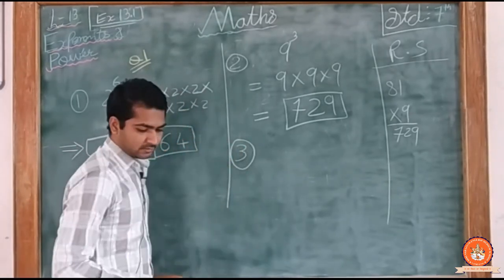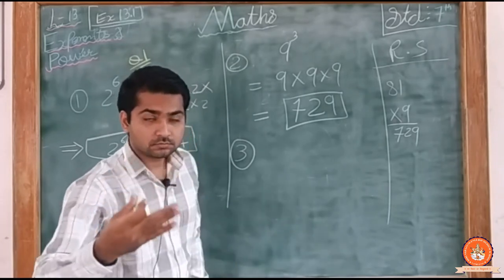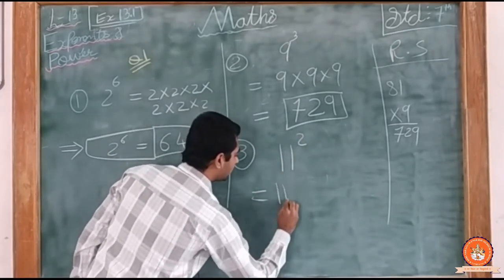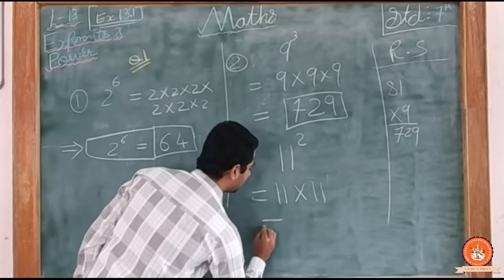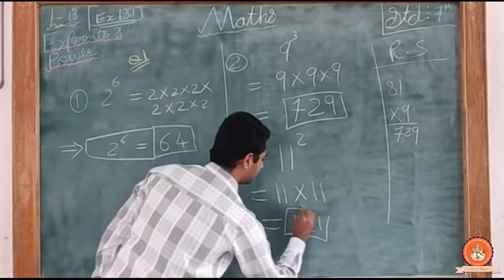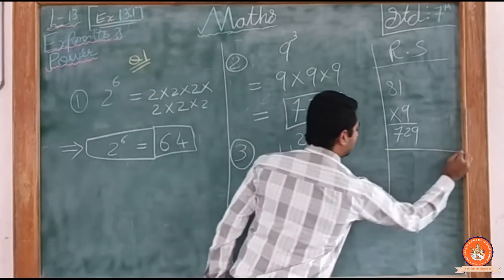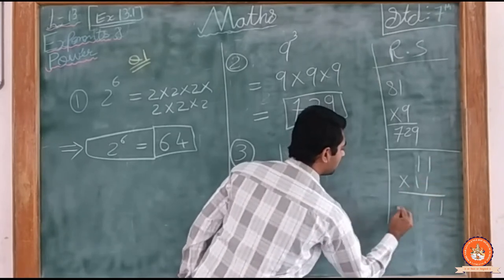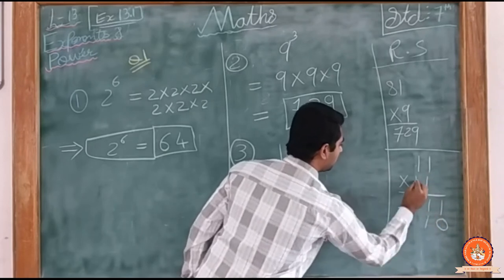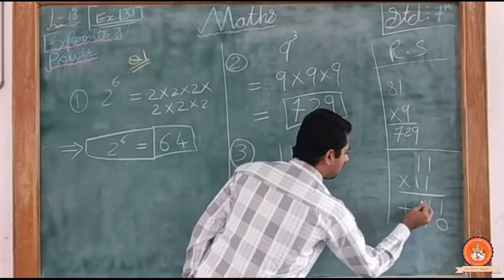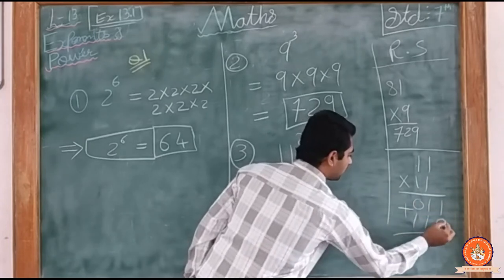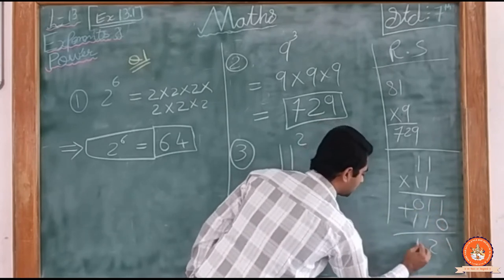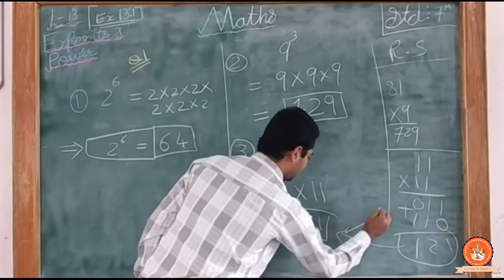What is the third question? The third question is 11 raised to power 2. That means you have to multiply 11 how many times? 2 times. It becomes 121. Let's verify it. 11 multiplied by 11. 1 one is 1, 1 one is 1 plus 0. 1 one is 1, 1 one is 1, nothing above, so it means 0. 1 plus 0 is 1, 1 plus 1 is 2, 0 plus 1 is 1. It means our answer is correct.